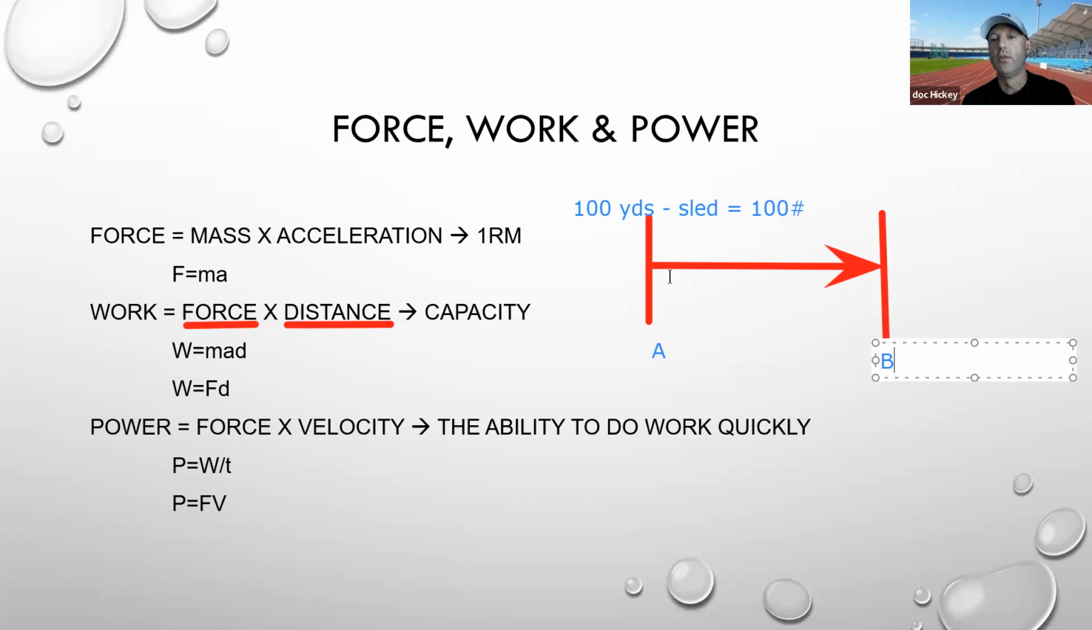Athlete 2 takes 2. Athlete 3 takes 10. They all do the same amount of work. But if we look at power, power is the ability to do work quickly. Power is going to involve time.